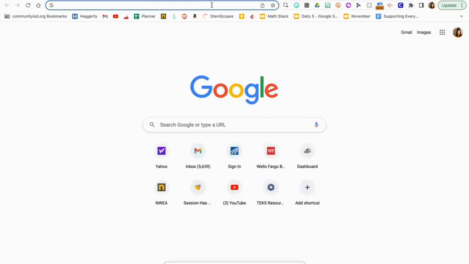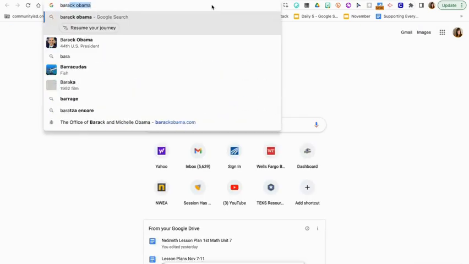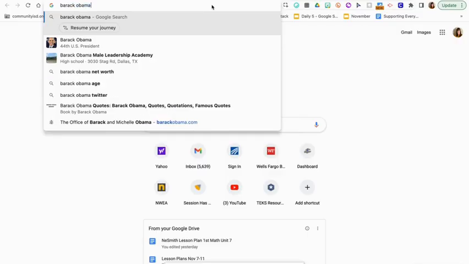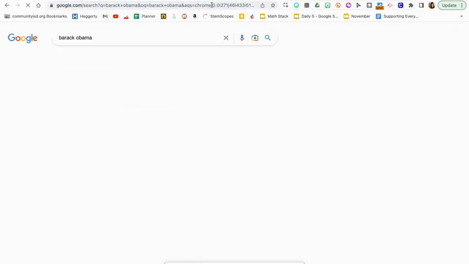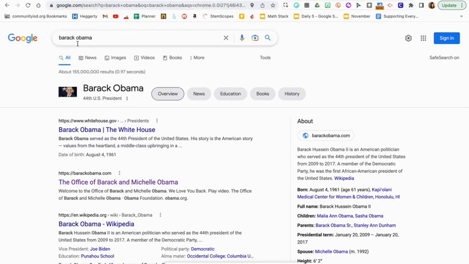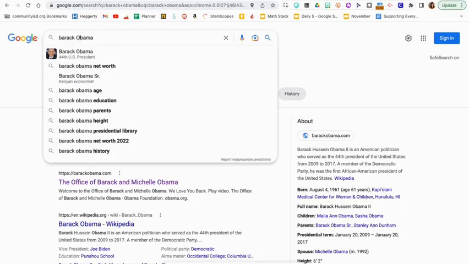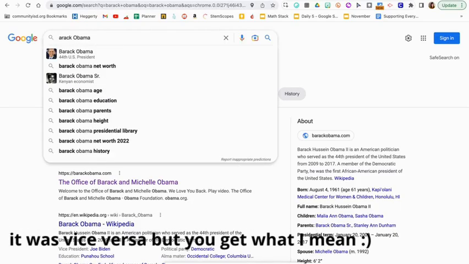Capitalization does not matter. If we Google Barack Obama with capital letters, these are our results. If we Google Barack Obama with lowercase letters, we get the same results.